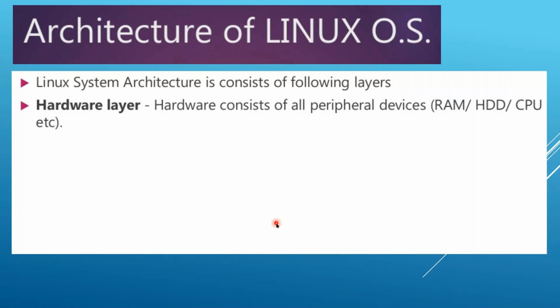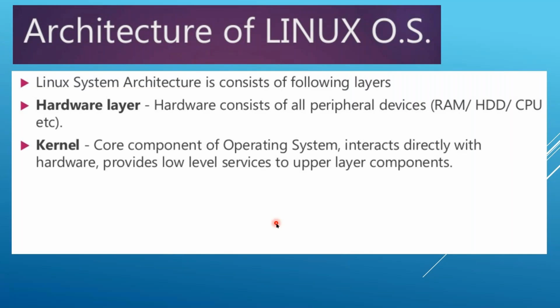Hardware layer. Hardware consists of all peripheral devices like RAM, CPU, storage, hard drive, etc. Kernel is the core component of the operating system, interacts directly with hardware, and provides low level services to upper layer components.